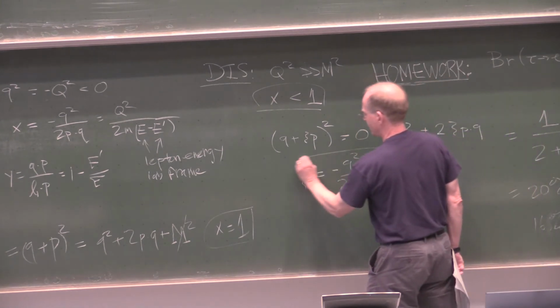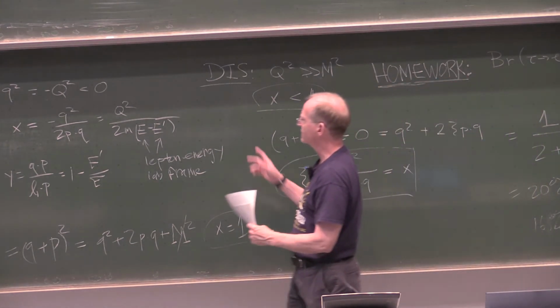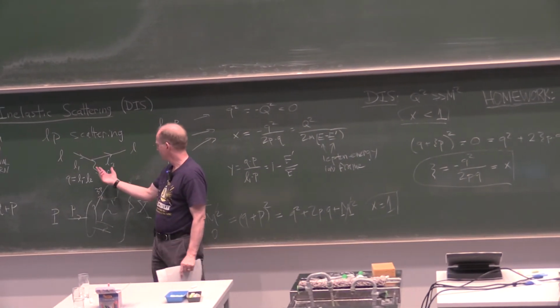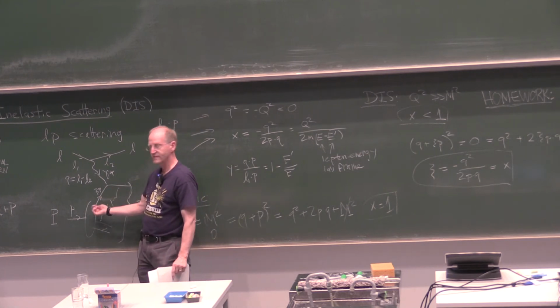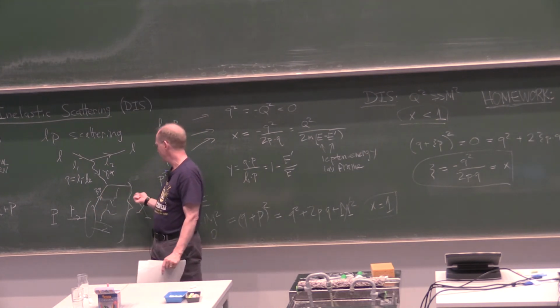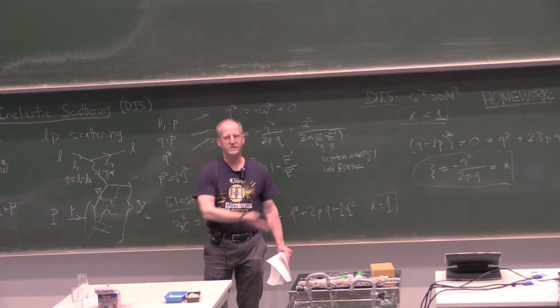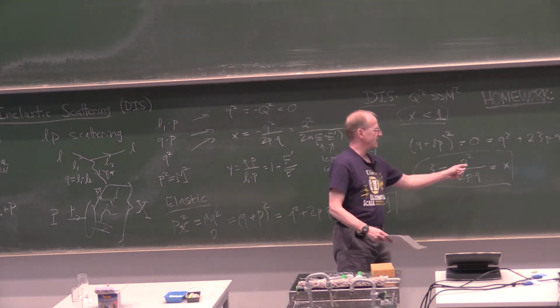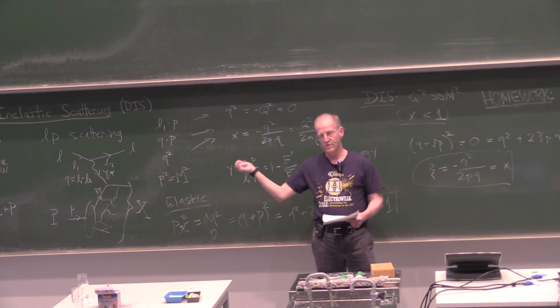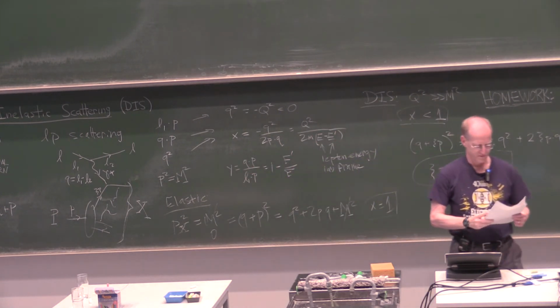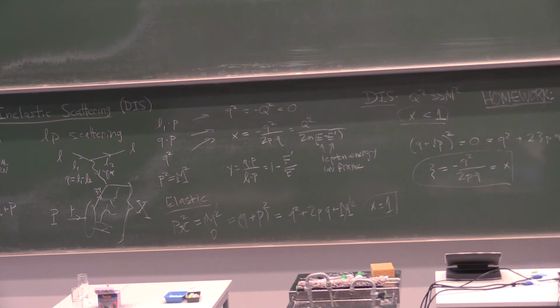So that was the reason we defined this combination to be x, because in the case that the virtual photon strikes a massless parton inside the proton, and that's all that happens, that there are no other interactions, then the kinematic relation tells us that x is just the fraction of momentum carried by that parton that was hit. So x is a key variable in describing the structure of the proton. Any questions about that?